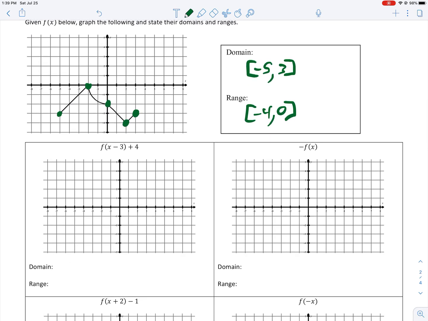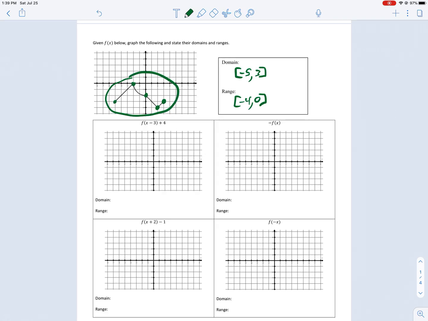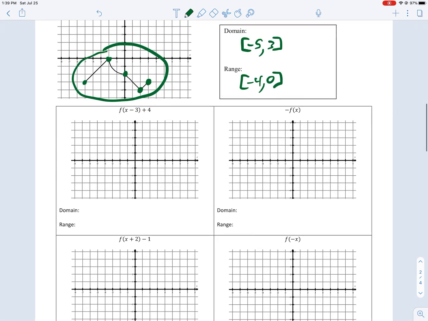So all we're going to do is take this graph here, and we're going to translate it or reflect it in these 4 graphs. We're going to transform it 4 times. So it's going to be the exact same shape and size. It's just going to be either slid left, right, up, or down, or it's going to be flipped over. So that's what we're doing.